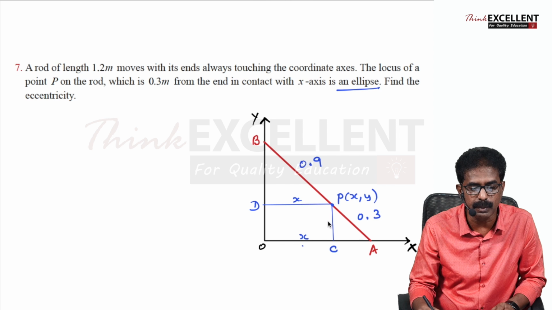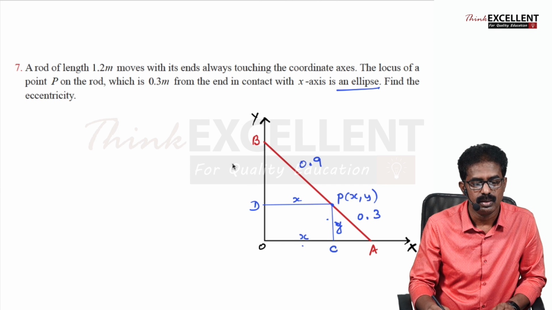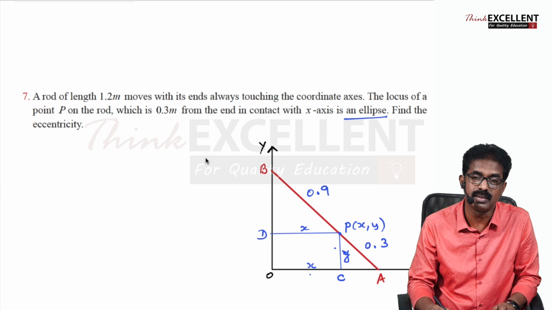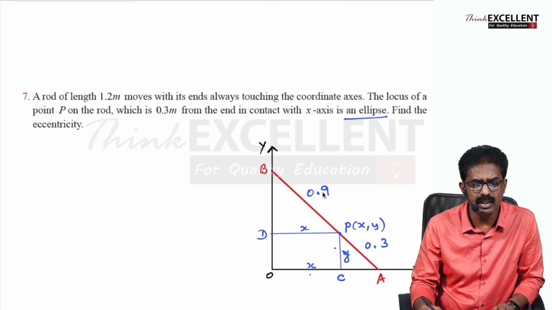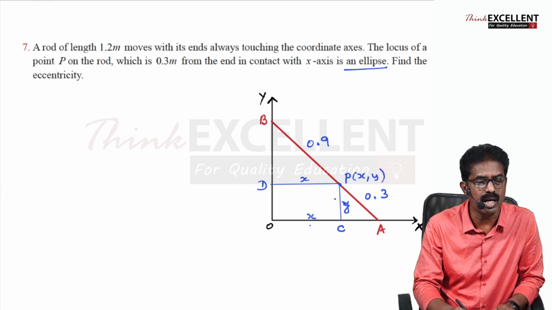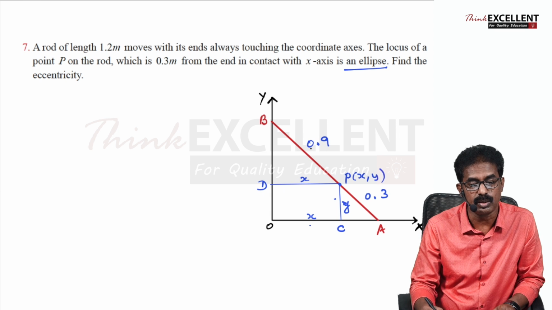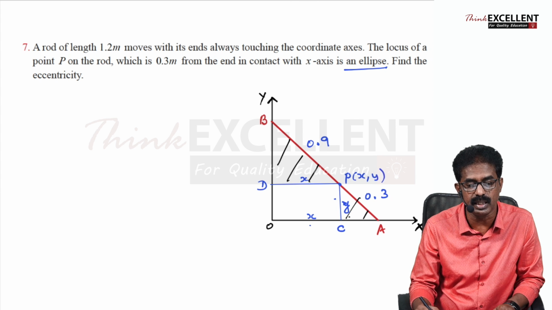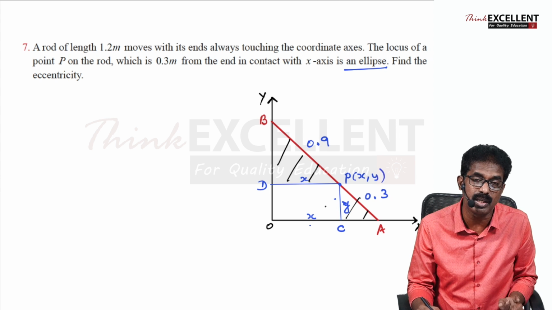And this length CP is y. This length is y. Okay. So now listen to this sum. There are different methods I said. One method is you can prove that two triangles are similar. Which triangles? PDB, this triangle, and PCA. These two triangles are similar, you can prove.